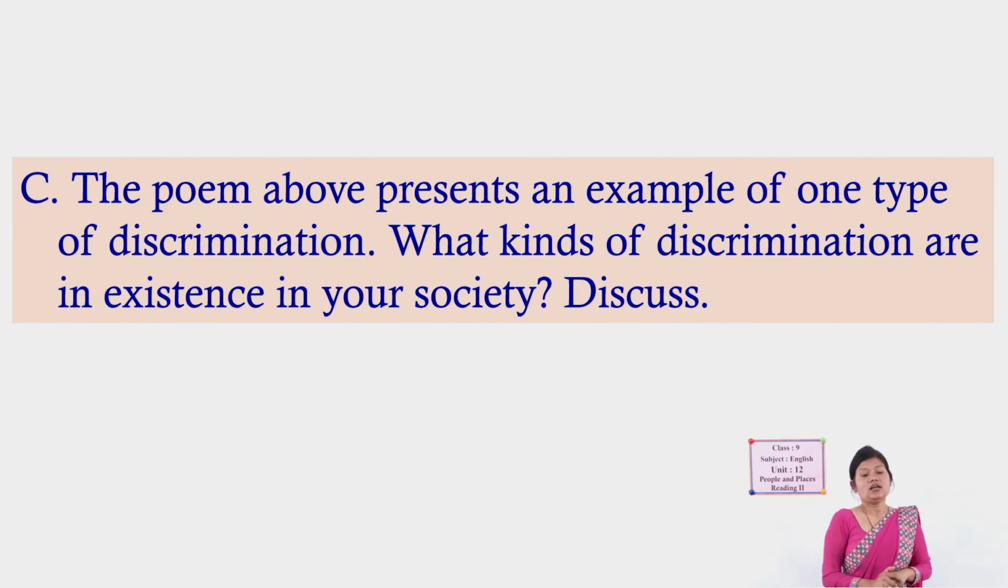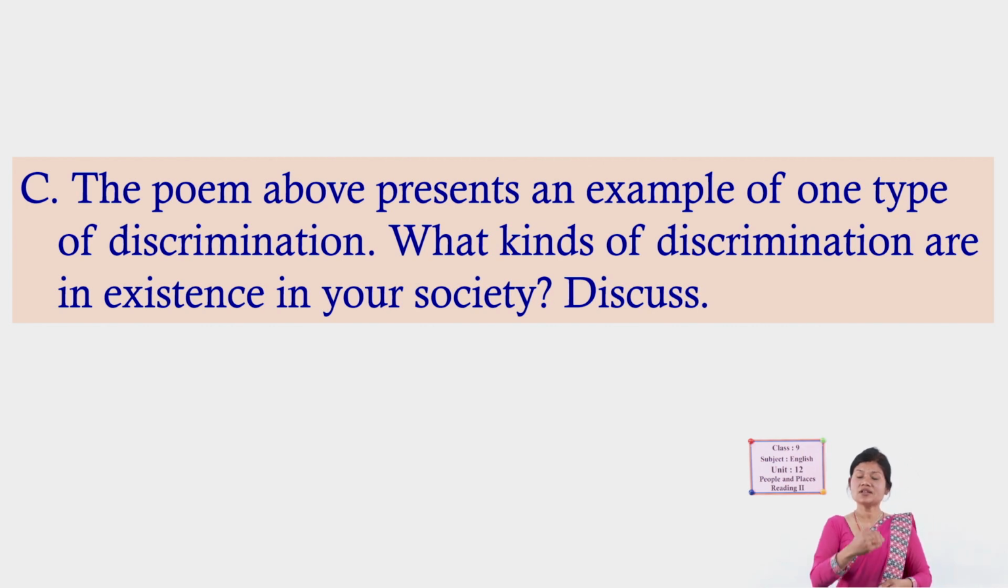The poem above presents an example of one type of discrimination. So, obviously, we realized a kind of discrimination from the poem. What is that, dear students? Yes, that means racial discrimination. Okay. Discrimination, inequality between the black and white. Now, it is your turn to find out different kinds of discrimination that exist in your society or in our society. So, discuss.